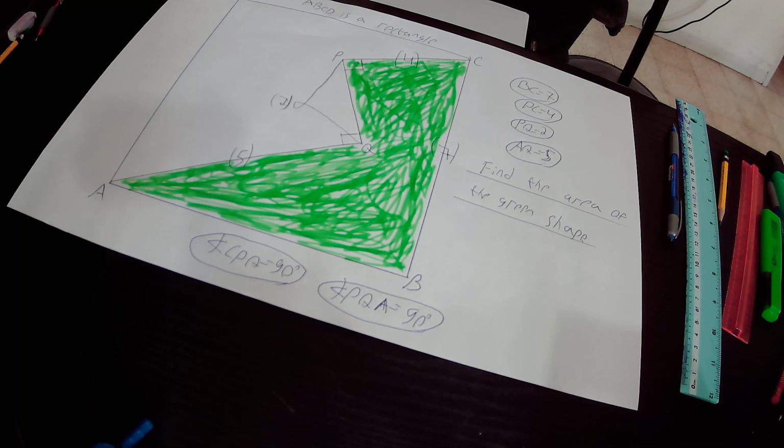Our mission in question 2, the second question, is to find the area of this green shape. Okay, so first of all, we will join points C and A together by a straight line.